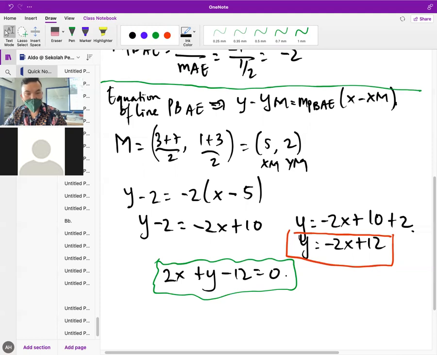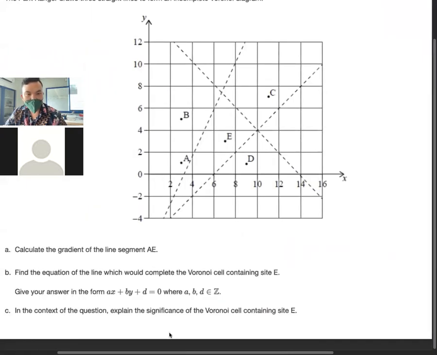Okay, now the last one. In the context of the question, explain the significance of the Voronoi cell containing site E. Yeah, it means that E is compared to the other regions, or this is actually equidistant to all areas. Basically, that's the idea, equidistance.